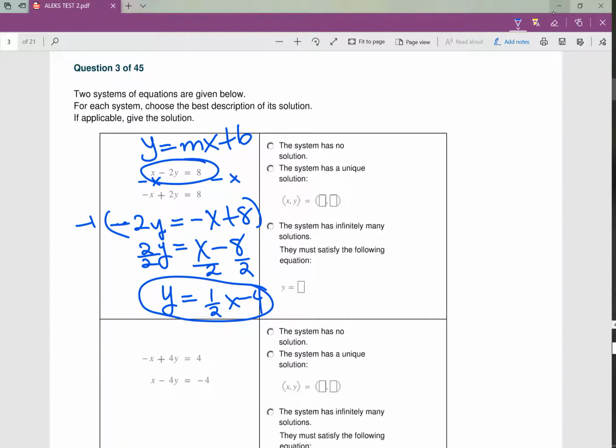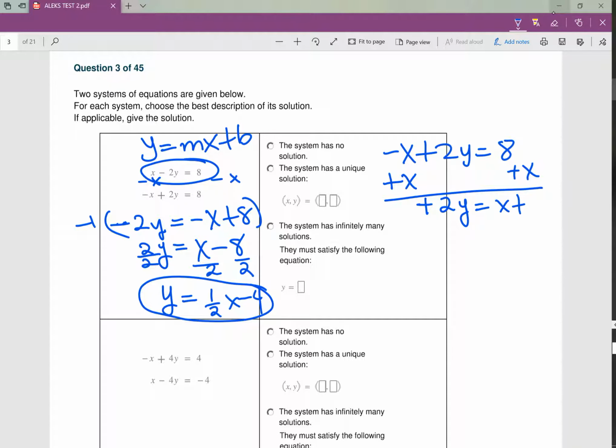Okay, now we look at the second equation. I'm going to work that one on this side. Since I start with negative x plus 2y equals 8, I'm going to add that x to both sides of the equation. I now have positive 2y is equal to x plus 8. My last step is to divide by 2 on all 3 of the terms. I'm left with y equals 1/2 x plus 4. Not the same equation.